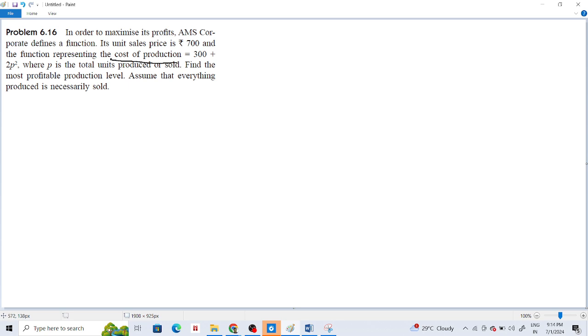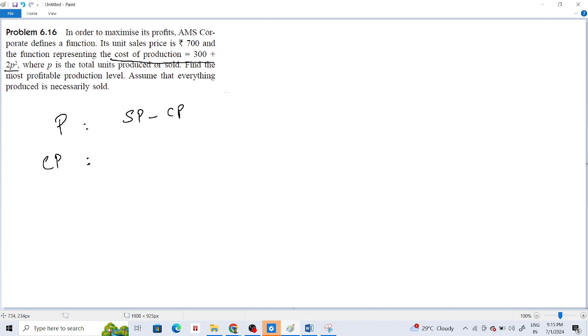This is called the cost function, where P is the total units of product sold. Find the most profitable production level. Assume that everything produced is necessarily sold. Now, what is profit? Profit is SP minus CP, right? Yes, sir. Now, what is the total CP?